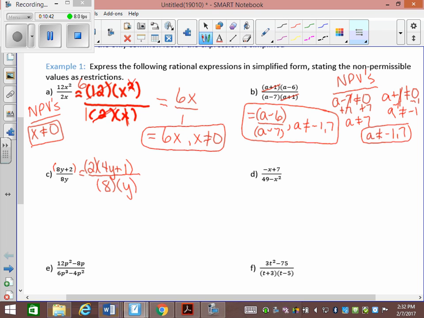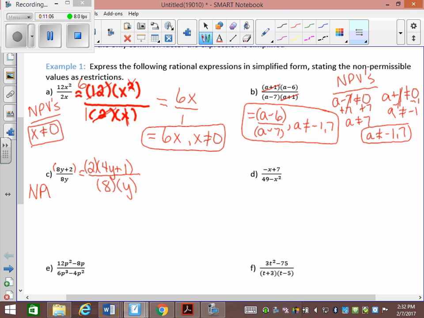So I'm going to cross off the 2 and the 8 because I can take a 2 out of both of them. And you say, yes, you can, but what do you need to do first? State NPVs. The moment you go to cancel something off, say, did I state non-permissible values? No, I have to. Okay? Always. Would it have changed my non-permissible value in this case? No. But you always state non-permissible values before you cancel.